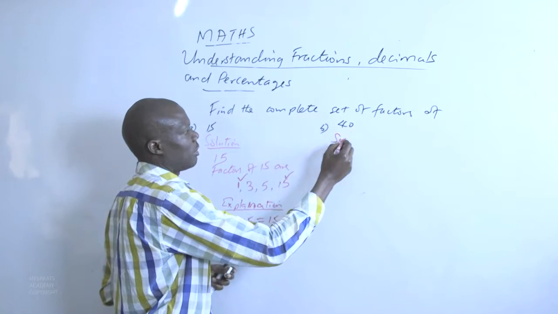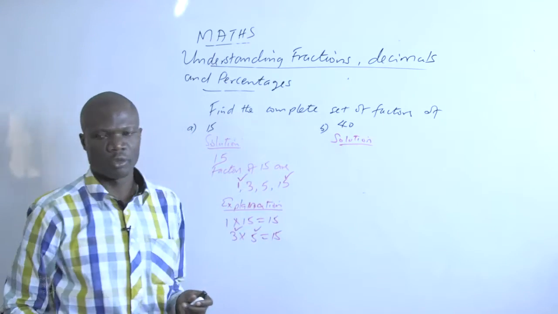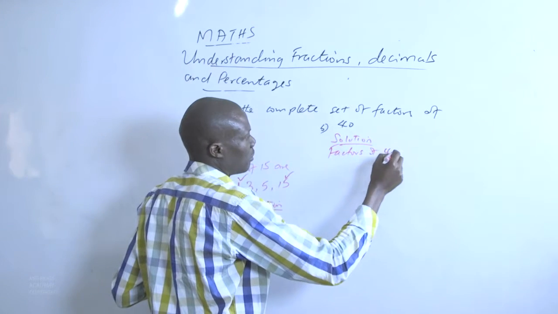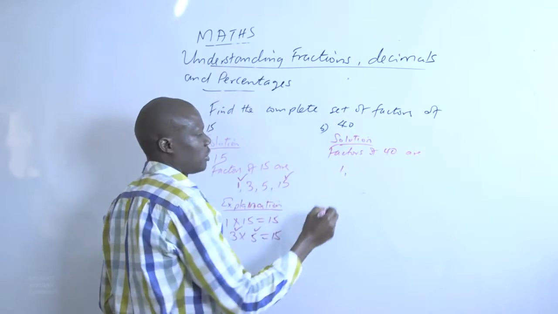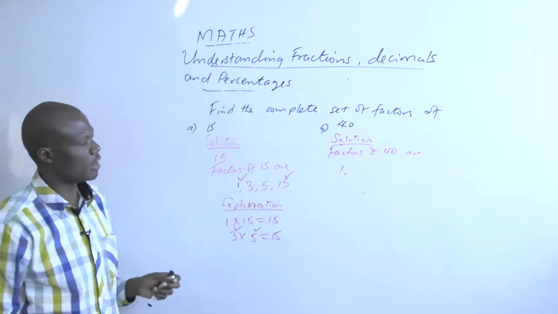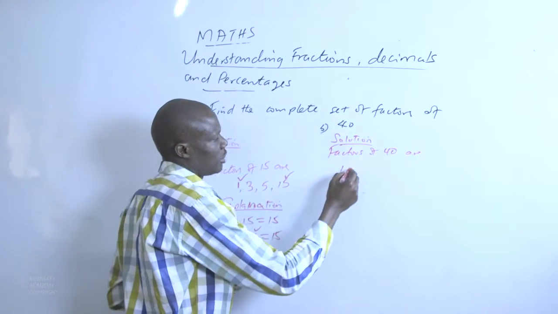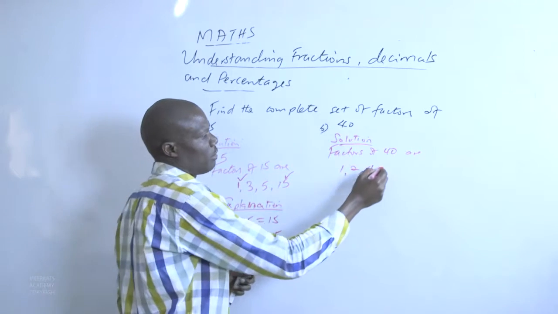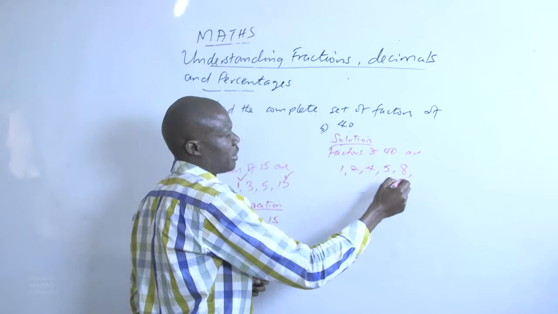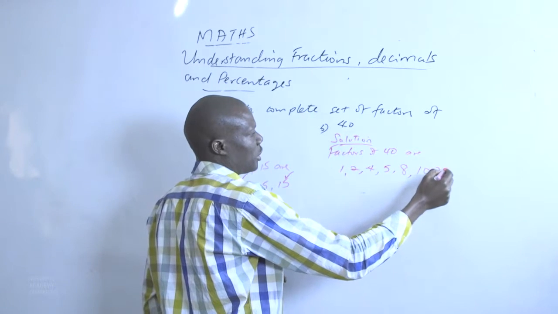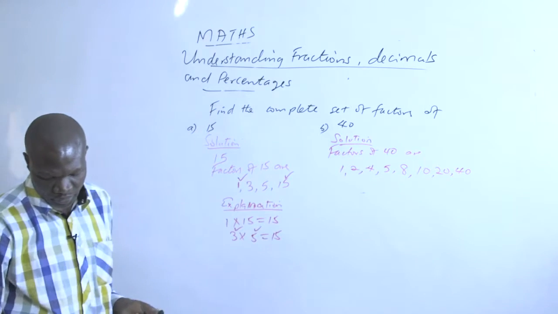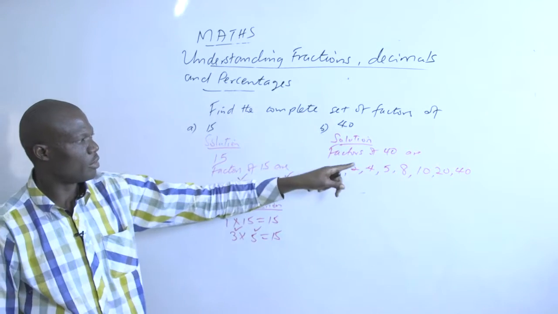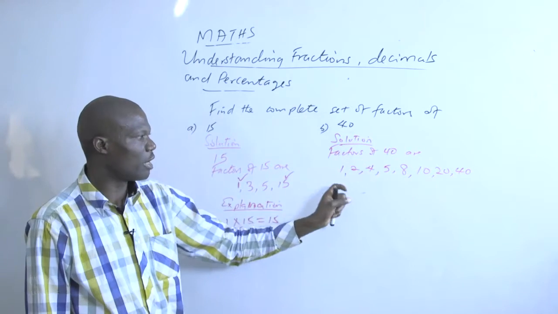For this other number, which is 40, factors of 40 are, the list is 1. So you go as it ascends. Another number that can divide 40 is 2. We have 4, we have 5, 8, 10, 20, and 40. These numbers, all of them, can divide 40 evenly without the remainder.